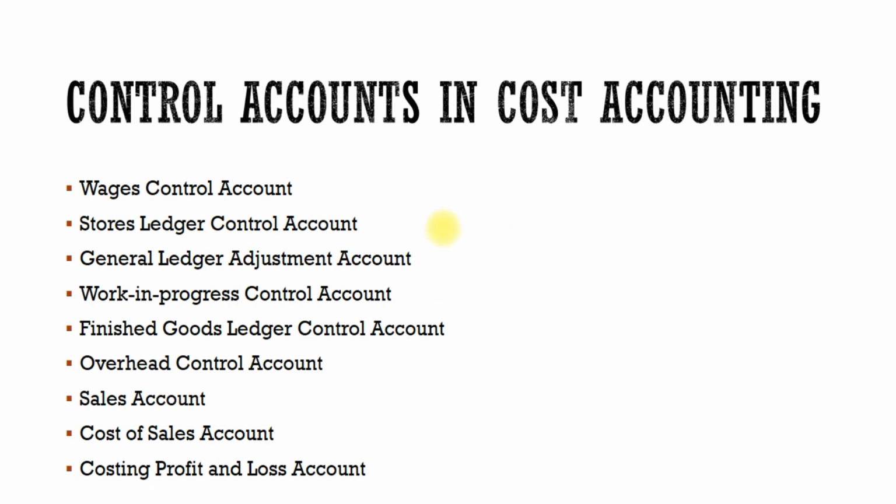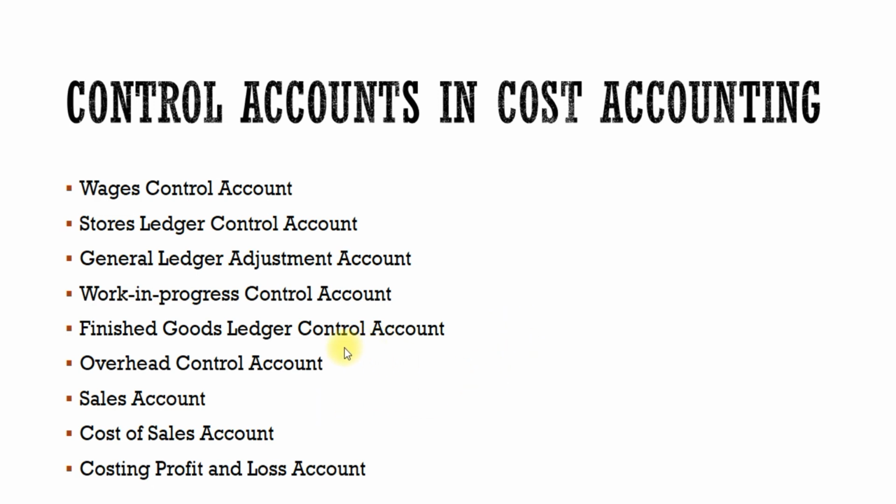The next one is work in progress control account. It represents the total work in progress at any given point in time. This account is debited with the total of wages, materials and overheads as transferred from the respective control accounts. A credit is given to the account whenever a job is completed, and hence this account shows the total value of all the incomplete jobs. Now that is work in progress control account.